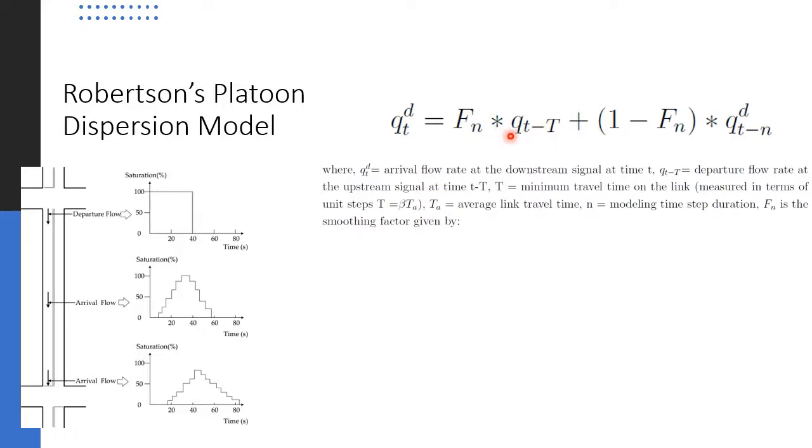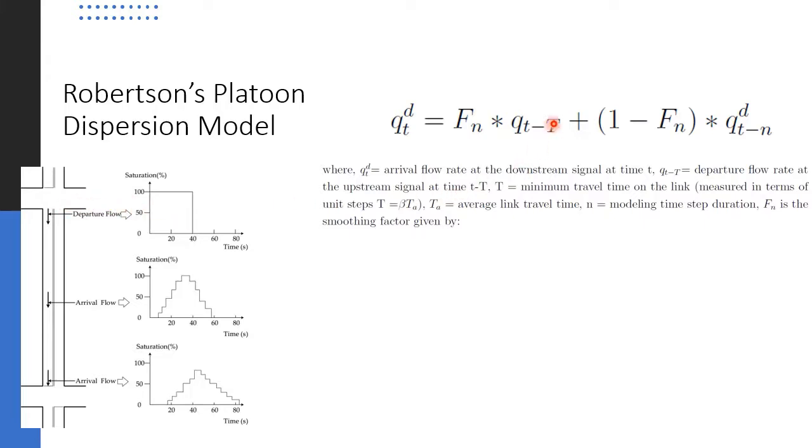Then what is the next term? The flow at the arrival at the downstream side depends upon the vehicles that have already departed from the upstream end. So this Q is again the flow. And what is this t minus T? It represents the departure flow rate: Q at t minus T is the departure flow rate at the upstream signal at time t minus T. For example, if you want to model the downstream signal at time t, then we have to take the departure flow at t minus T.